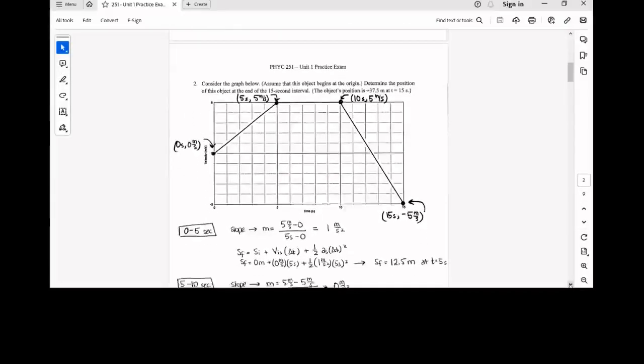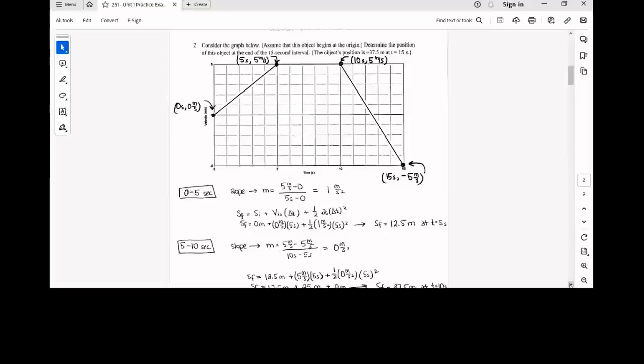Number 2, consider the graph below. Assume that this object begins at the origin. Determine the position of this object at the end of the 15-second interval.